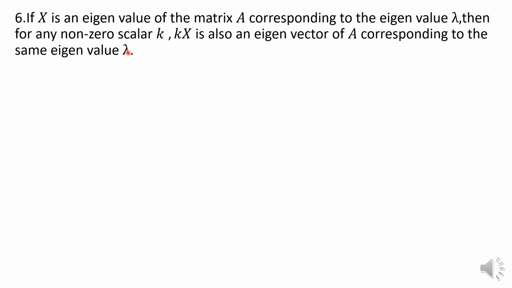You see, I am repeating. If x is an eigenvector corresponding to lambda, then I am multiplying x with k. kx is also an eigenvector corresponding to lambda. Don't multiply lambda by k here. If x is an eigenvector corresponding to lambda, then kx is also an eigenvector corresponding to the same eigenvalue lambda.